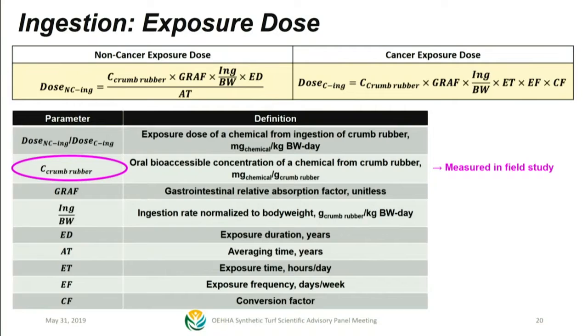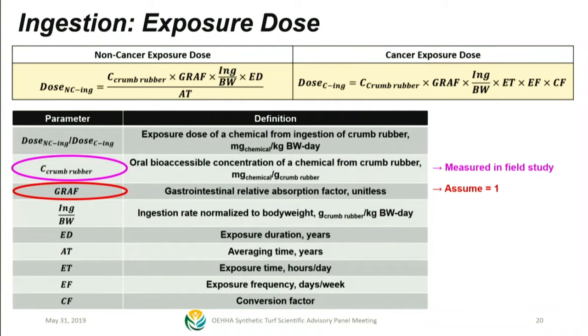So the bioaccessible concentration of a chemical from the crumb rubber is a value that's measured in artificial biofluids to mimic stomach conditions from the samples collected in the field study. This concentration represents the amount of a chemical that is available to be absorbed into the body.